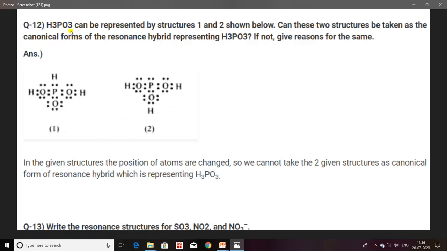Next question: H3PO3 can be represented by structures 1 and 2 shown below. Can these two structures be taken as the canonical forms of the resonance hybrid representing H3PO3? If not, give reason. You can see that the arrangement of atoms is different. Hydrogen is present here, but in the other structure hydrogen is present here. When we draw resonating structures, the positions of all the atoms are fixed. We cannot change that. But here the position of an atom is different. So these are not the canonical structures of the resonance.